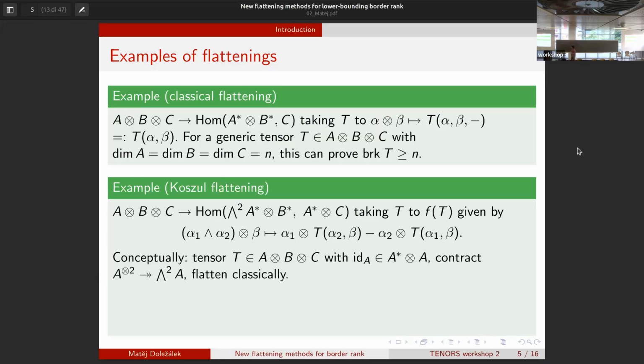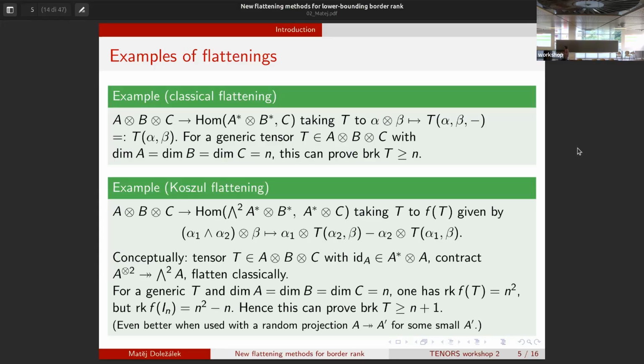And it's an easy exercise that rank 1 tensors become rank at most n minus 1 matrices. So indeed, this means that I have a little bit of space, because the rank n tensor should only get rank n squared minus n. But indeed, the size of the matrix is such that I could go up to n squared. So this, for example, would allow me to prove border rank at least n plus 1.